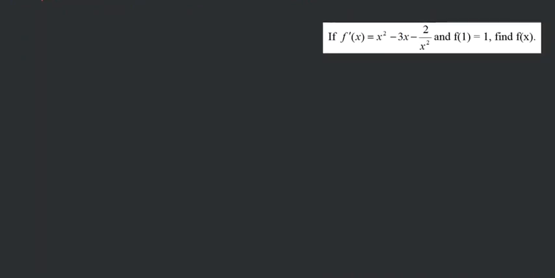All right, well, let's take a look at another one here. In this one, we are given the derivative and f of 1 equals 1, and we're supposed to find f of x. So we're going to do something similar here. We're going to start with the integral of the derivative, and let's write it this way: f of x is equal to the integral of the derivative.